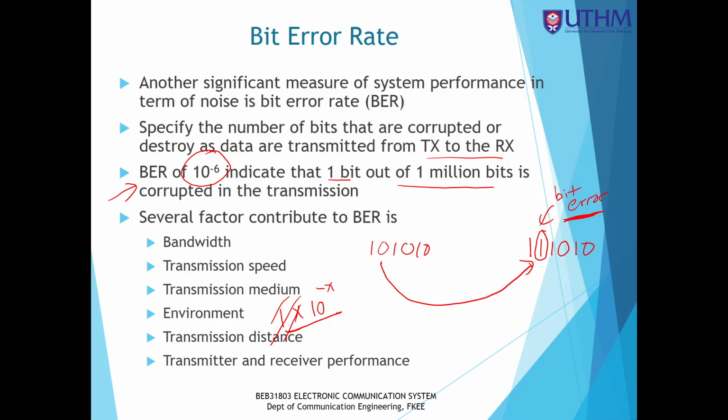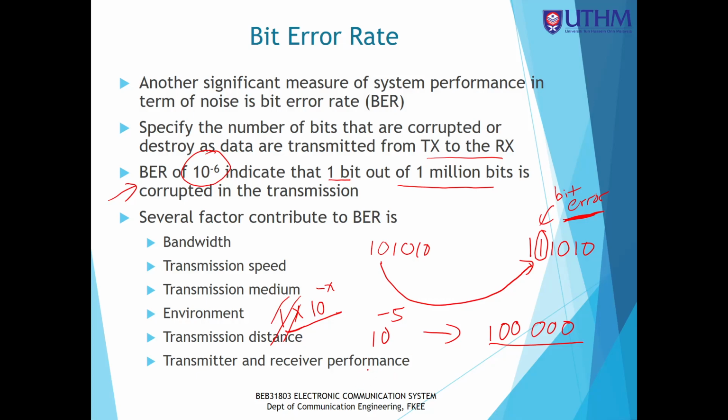Satu bit daripada 1 juta bit yang dihantar akan corrupted. So what it means is that, like that. Okay, so 10 power of minus 6 of bit error rate means that one bit out of 1 million bits is corrupted during the transmission. So you see that if I write like this, 10 power of minus 5, that means one bit out of 100,000 bits sent will be corrupted. Okay, satu bit daripada 100,000 bit yang dihantar will be corrupted.